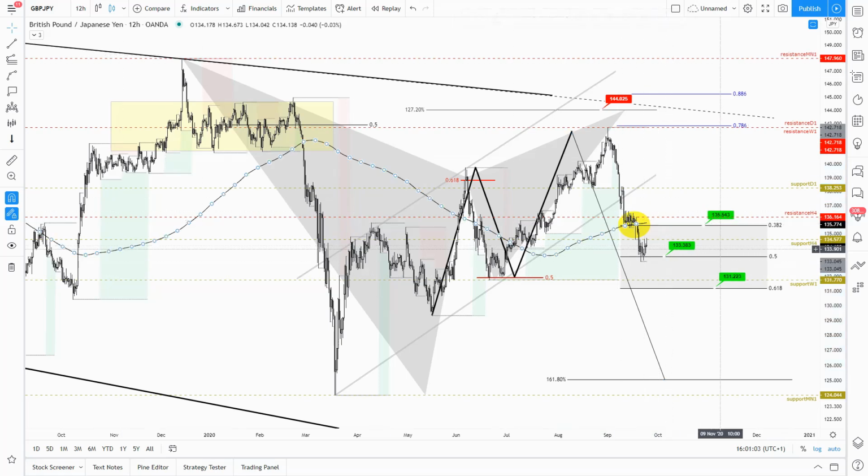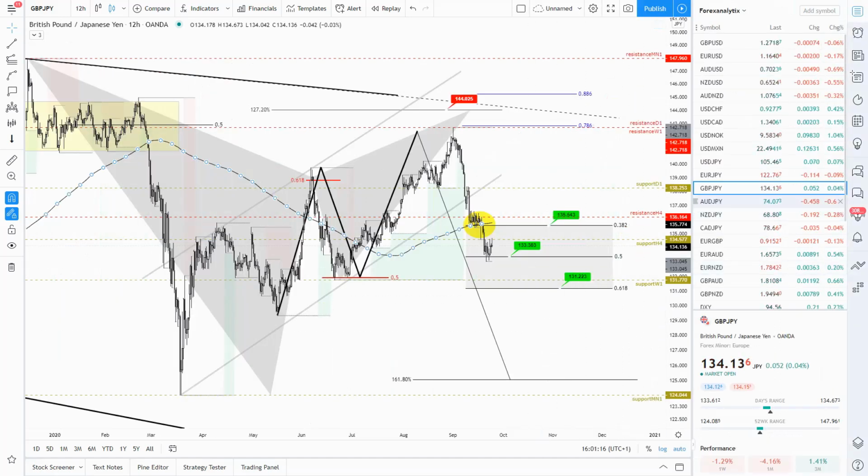unless a recovery of the daily 200 moving average, approaching from above. So now it may act as a resistance. So the recovery of that moving average may also trigger more upside momentum. So we need to pay attention to that.